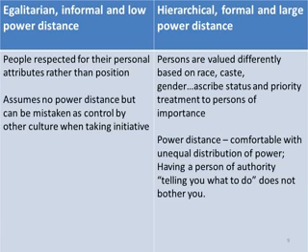The next area has to do with hierarchical, formal, and power distance. On the left again you'll see what American society values. People are respected for their personal attributes rather than their position. You assume no power distance, but that can be mistaken as control by another culture when they're taking initiative.